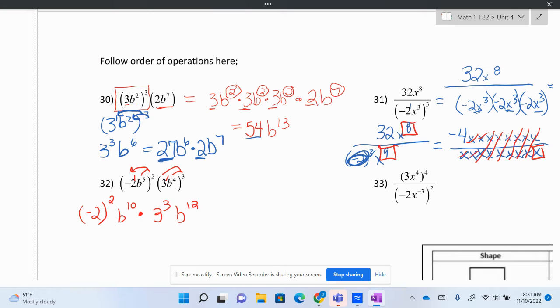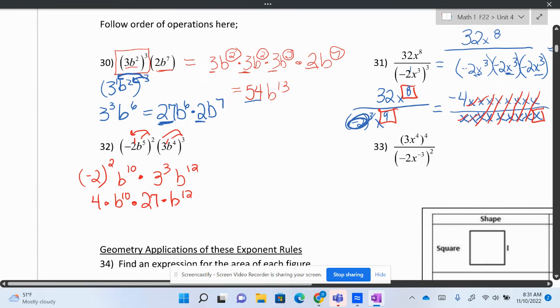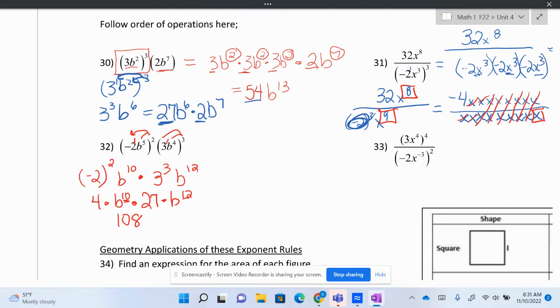Okay. Negative 2 squared is, did someone say negative 4? Negative 2 times negative 2 is positive 4. A negative times a negative is a positive, right? So positive 4 times b to the 10th times, what's 3 cubed? 3 times 3 times 3 is 27 times b to the 12th. Well, 27 times 4 is 108. 10 plus 12 is 22.